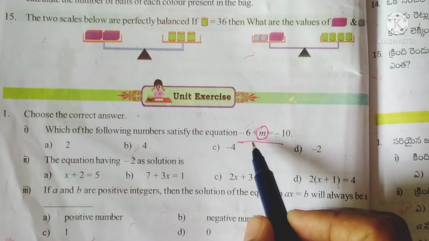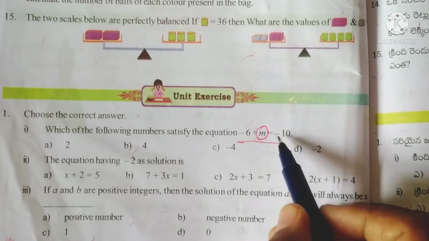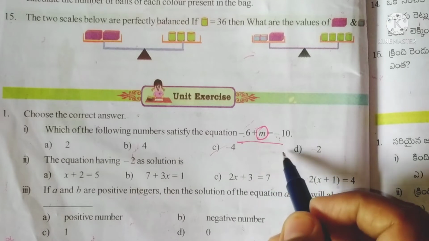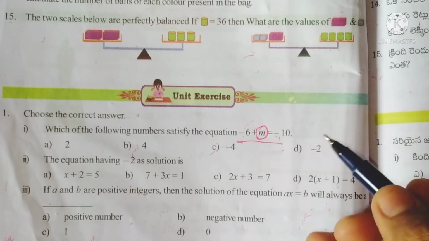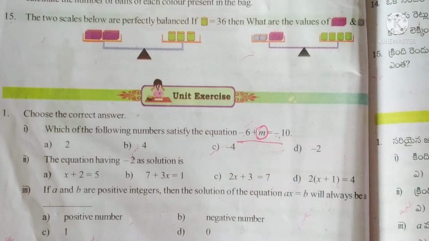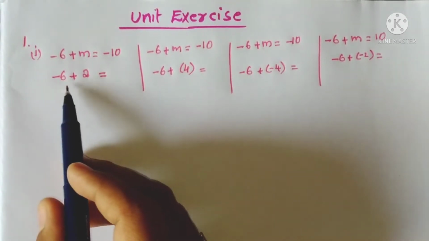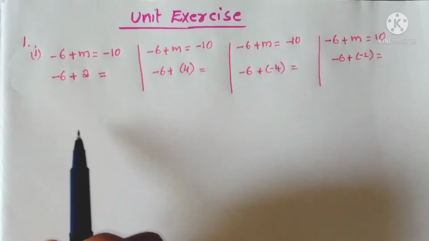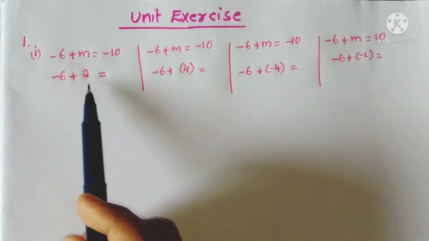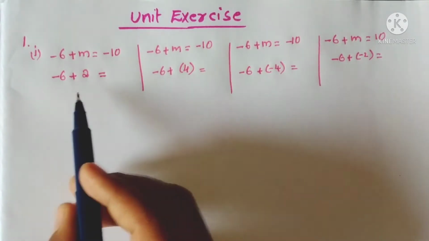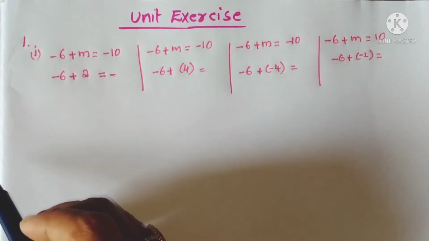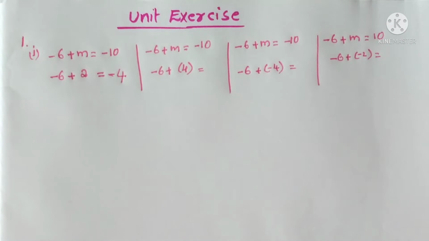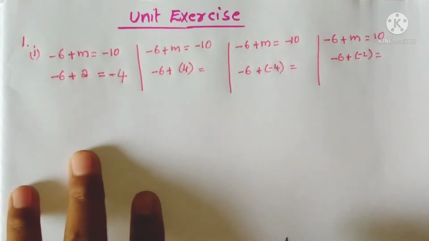So clearly 6 plus 4 is 10. Here minus is there, na? And -6. C is the answer. We can say like that. Otherwise, you can solve and check. So the first option is 2. So -6 plus 2 means here both the integers have different signs. Before the big number, minus is there. So minus 6 minus 2, 4. So here -4. It is not the answer.